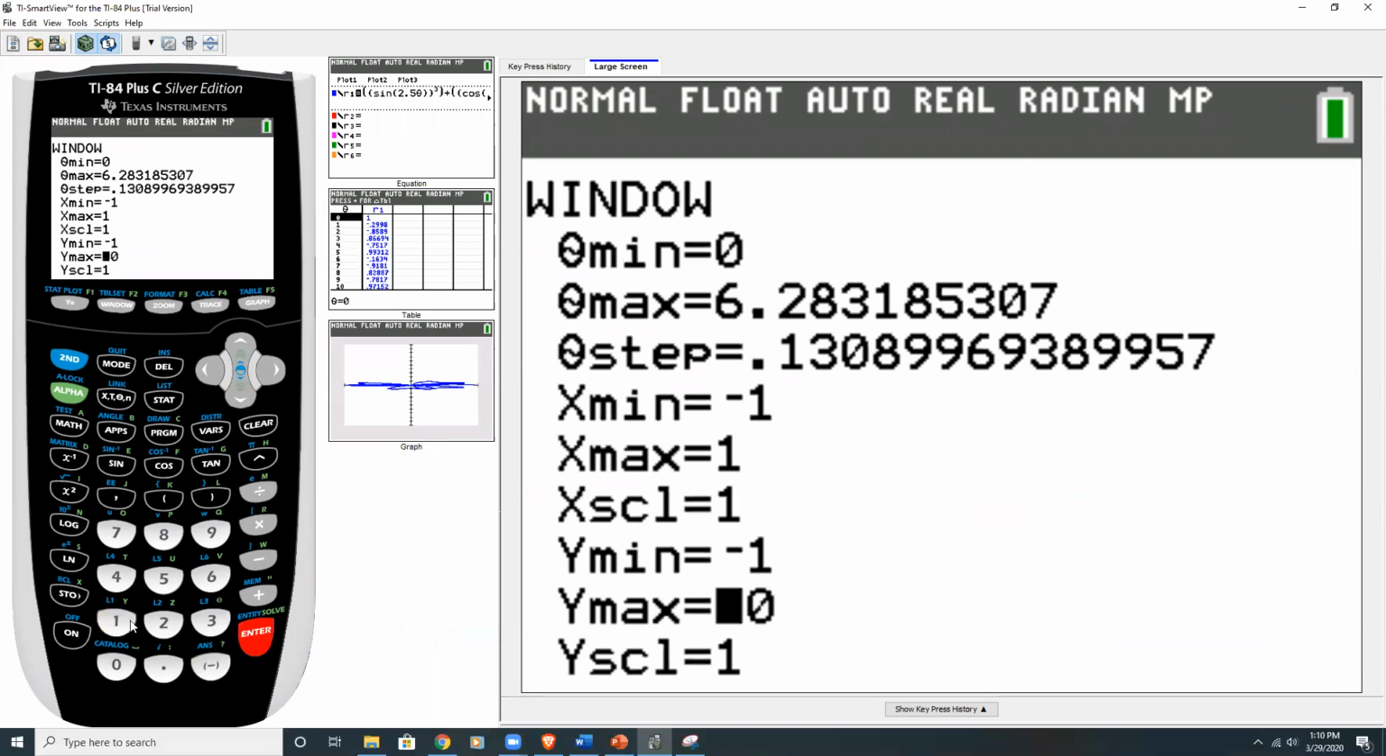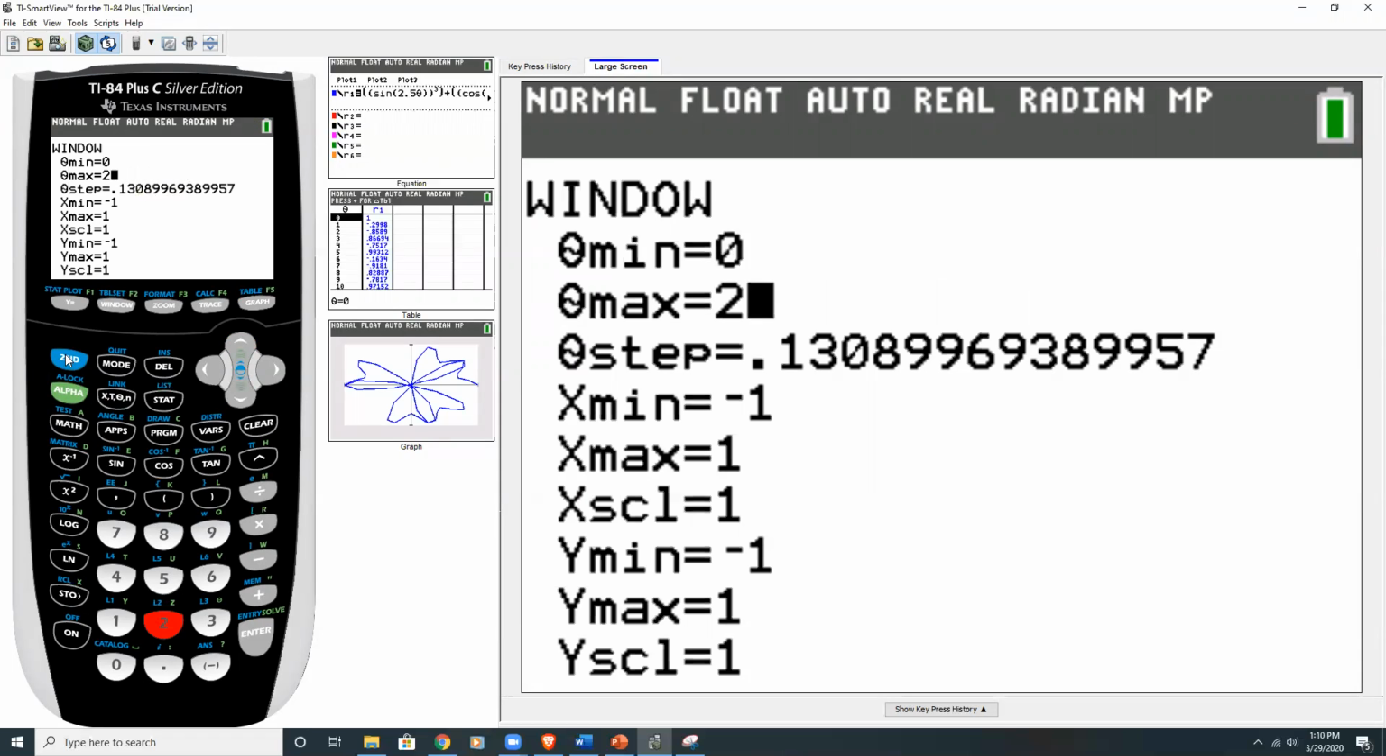-1 to 1. Now what's happening up here with theta? Well, if you don't recognize it, 6.28 is actually 2 pi, 2 times pi. In fact, you can type that in there and you can watch it change to 6.28. 2 pi, and then I hit enter, and that's 6.28. So now I'm going to hit graph again, and we'll see what we get.